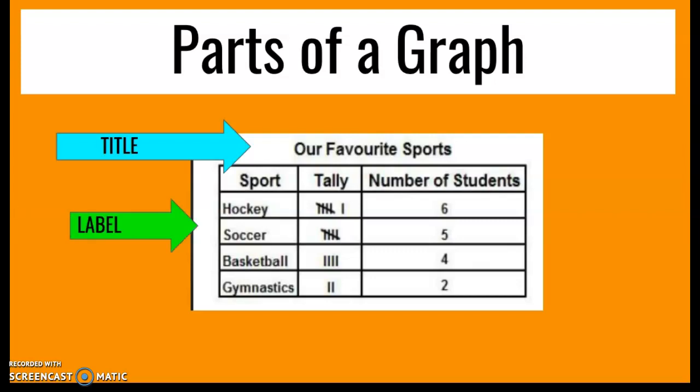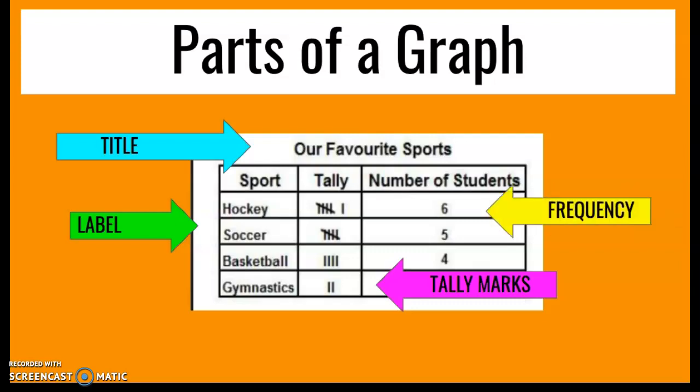Then we have the labels. This would go into our graph as hockey, soccer, basketball, and gymnastics. That is what they're measuring, the favorite sports. Then they would go around and they would survey people and write the tally marks. And then the frequency. This is the number of times that it occurred.